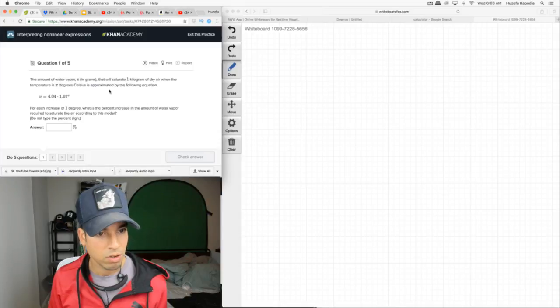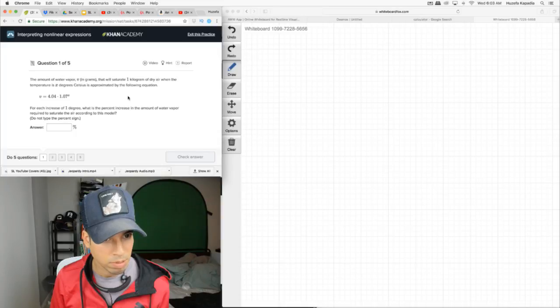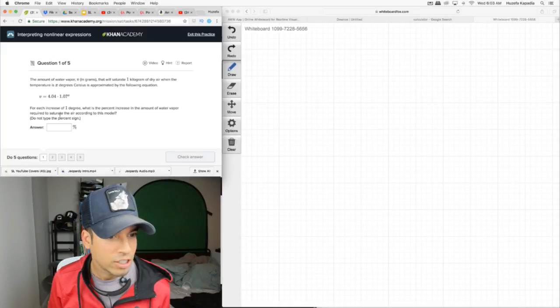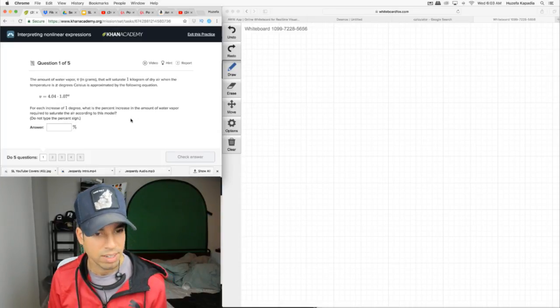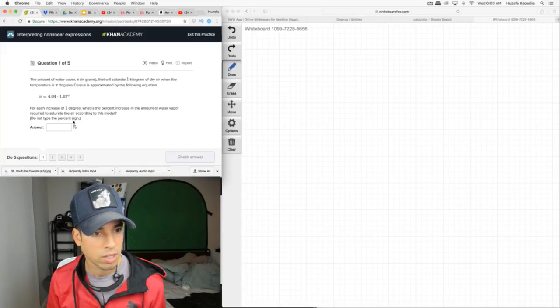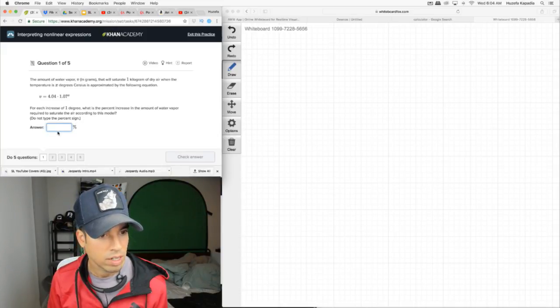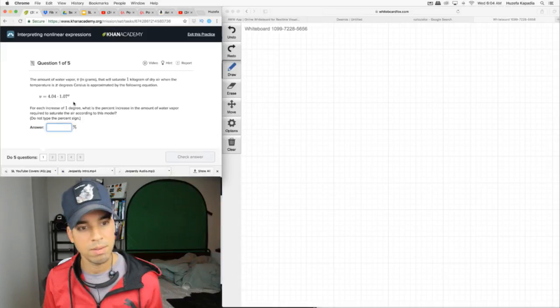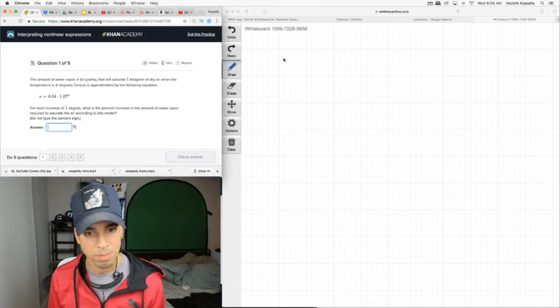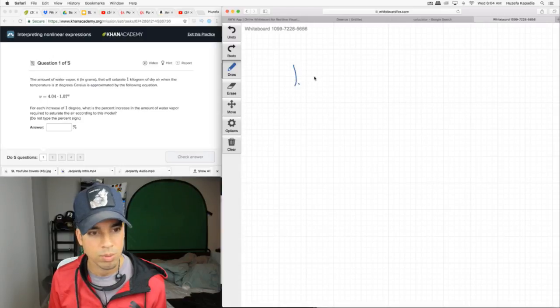The amount of water vapor in grams that will saturate 1 kilogram of dry air when the temperature is X degrees Celsius is approximated by this. Actually, this is an equation, not an expression, but that's okay. For each increase of 1 degree, what is the percent increase in the amount of water vapor required to saturate the air according to this model? They want the percentage. Every time this goes up by 1, it looks like this is going up by 7%.